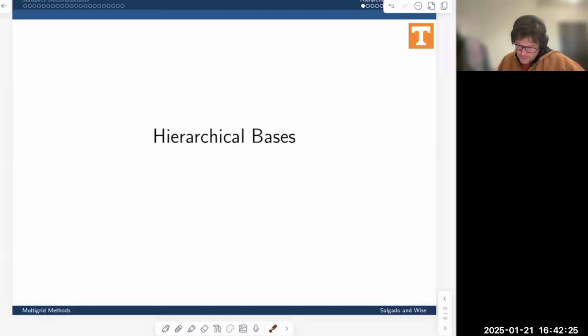All right, so the next section in this chapter is hierarchical basis. Again, this is a review, so I'm going to go through this rather quickly.